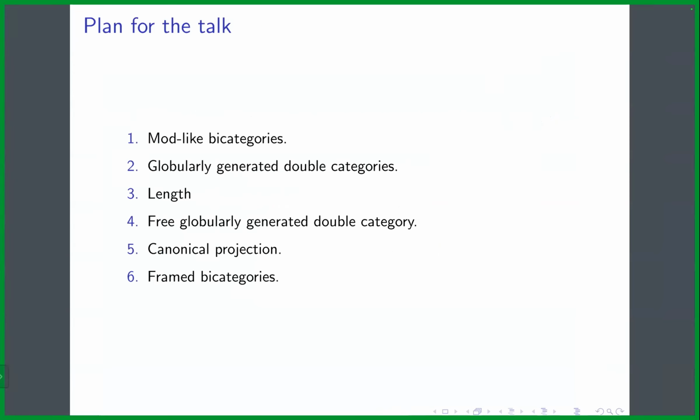So the plan for the talk, which might be a bit ambitious, is the following. I'll first talk about mod-like bicategories. I'll say a few things about globularly generated double categories. I'll talk about length. Then I'll talk about free globularly generated double categories, then about the canonical projection, and then I'll say a few things about frame bicategories and their length.